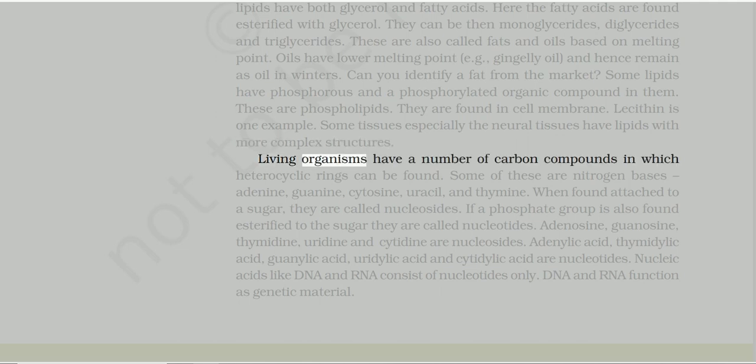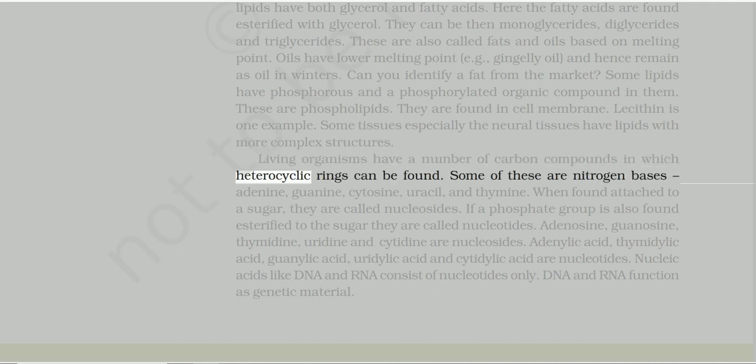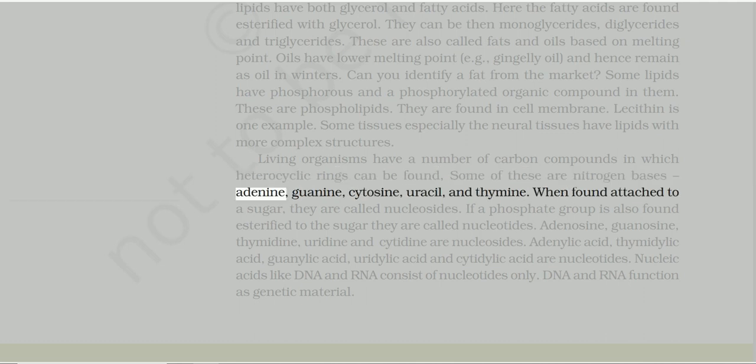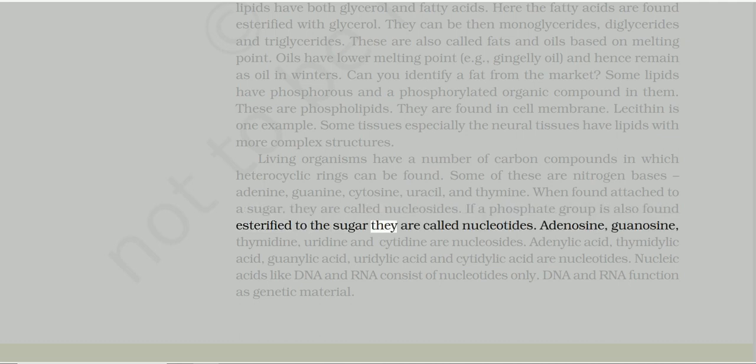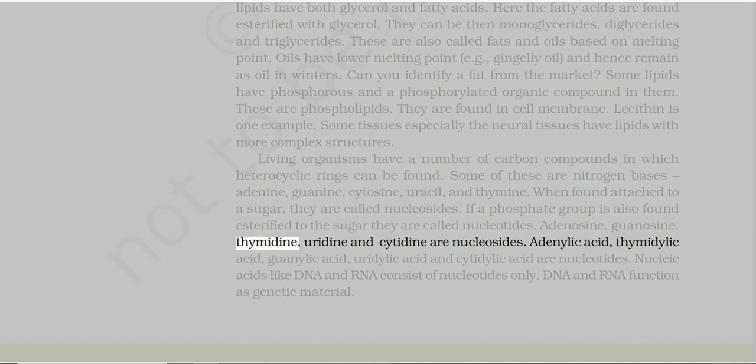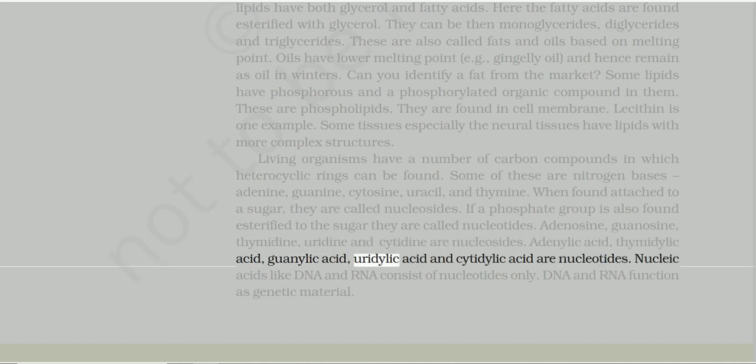Living organisms have a number of carbon compounds in which heterocyclic rings can be found. Some of these are nitrogen bases: adenine, guanine, cytosine, uracil, and thymine. When found attached to a sugar, they are called nucleosides. If a phosphate group is also found esterified to the sugar, they are called nucleotides. Adenosine, guanosine, thymidine, uridine and cytidine are nucleosides. Adenylic acid, thymidylic acid, guanylic acid, uridylic acid and cytidylic acid are nucleotides.